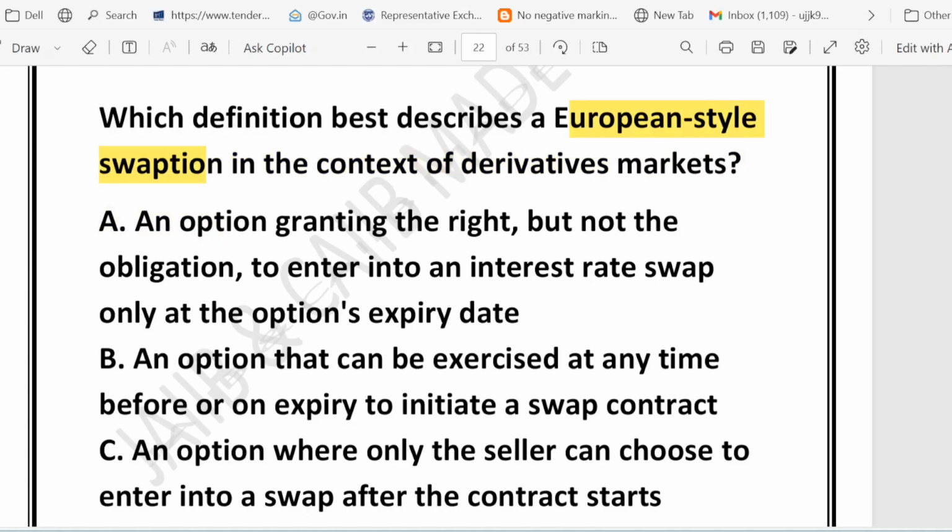I think you know it very well. European means it can be used only on the expiry. E for European, E for expiry. Just remember this word. Okay, so it means it can be used only on the expiry date, not before.